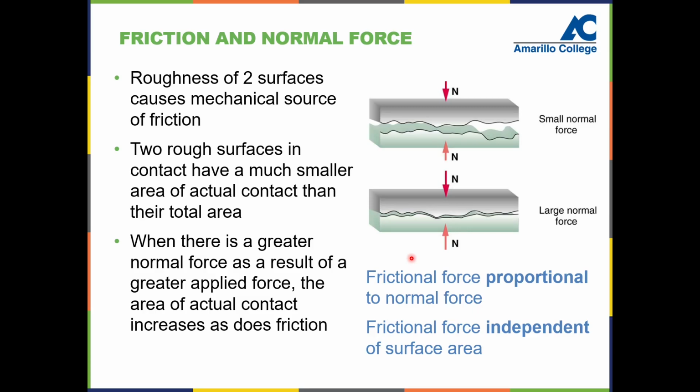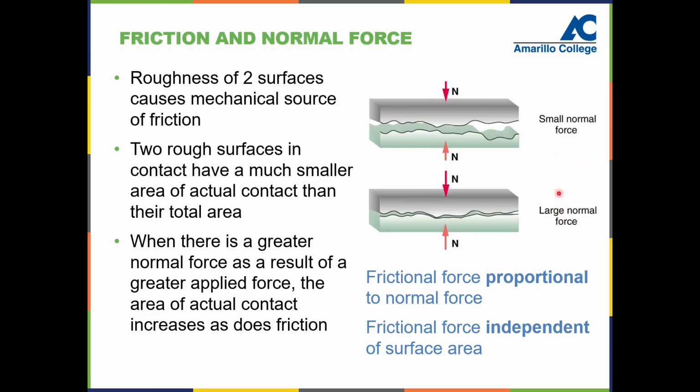So the roughness of the two surfaces is what causes mechanical friction to act. We showed it in that previous picture. We have another example here. So what we have is all of this mechanical roughness between these surfaces. The other thing that we have to consider is what is the normal force acting in between these surfaces.